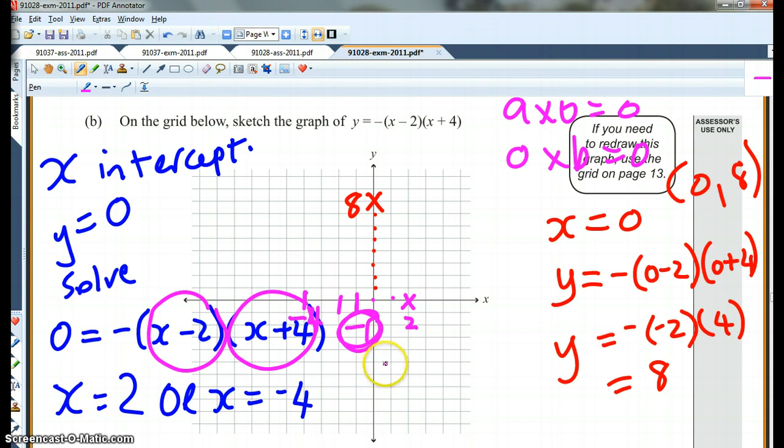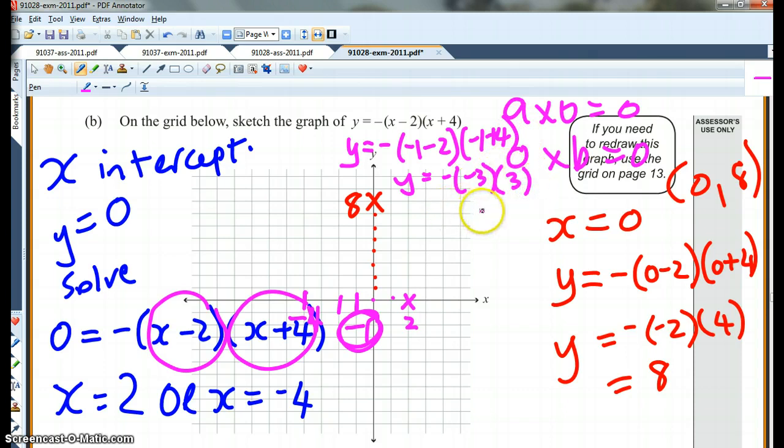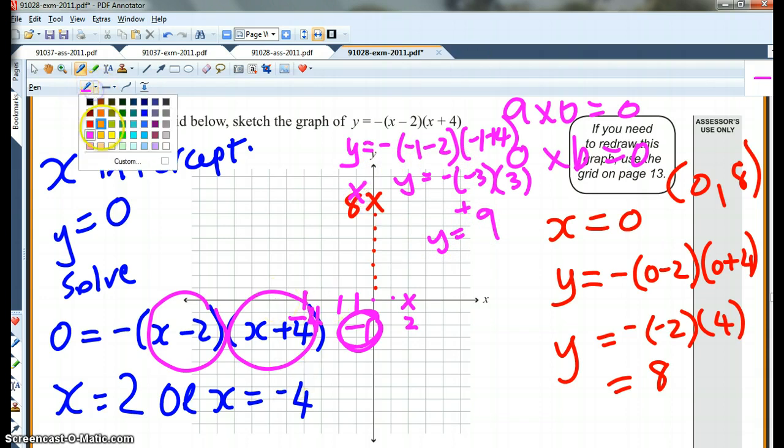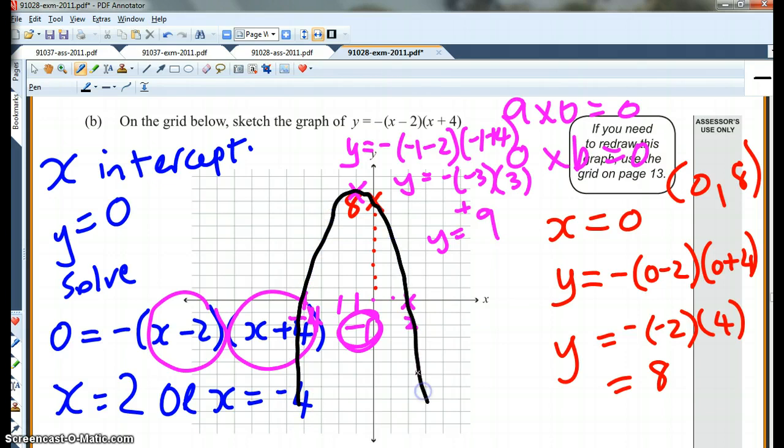That's my x value. How do I find my y value? I plug it into the equation. So x is negative 1. So then I've got y equals negative, what's minus 1 minus 2? 3. And what's minus 1 plus 4? 3. So what's that going to be? Negative 3 times 3 is negative 9, times the negative, it's positive 9. So we're going to have that point there. Now I could sketch my parabola going through that point. That's a horrible sketch, but you get the idea.